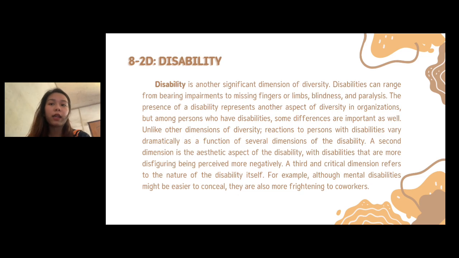Next is the disability, another significant dimension of diversity. Disability can range from impairments like missing fingers or limbs, blindness, and paralysis. The presence of disability represents another aspect of the diversity in organizations, but among persons who have disability, some differences are important as well. So, ang disability or kapansanan ay isang mahalagang aspeto ng diversity.